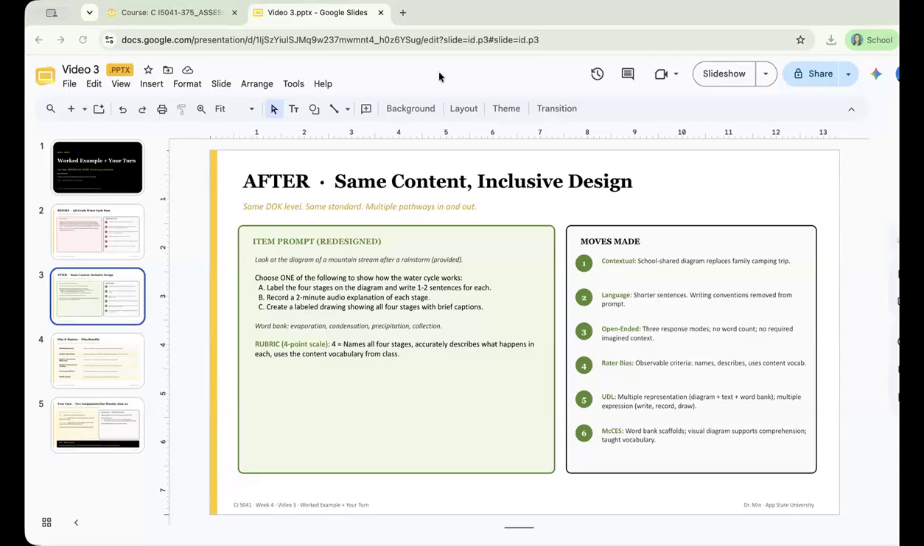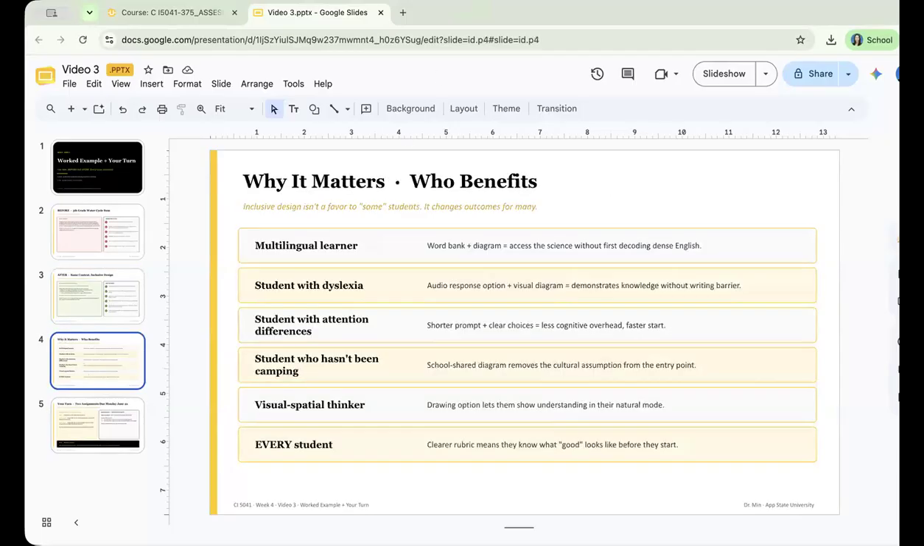One more slide. Why does any of this matter? Look at the table on the screen.